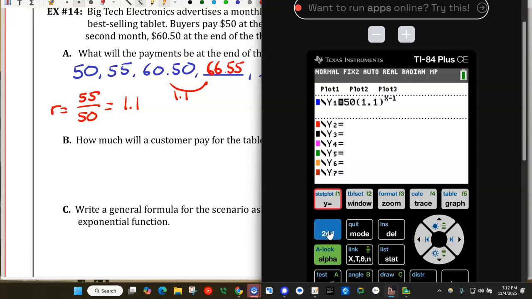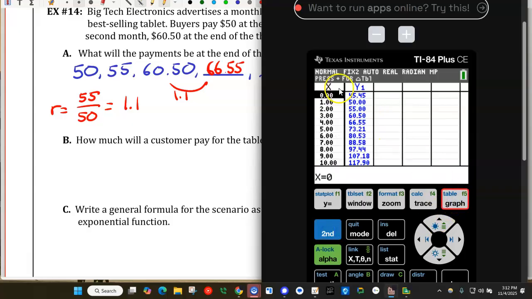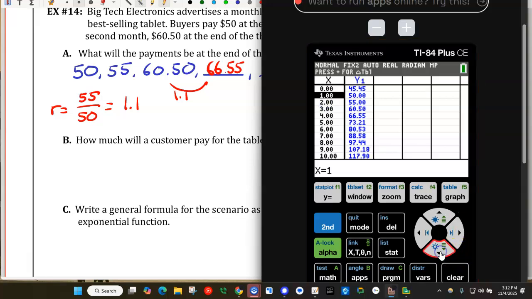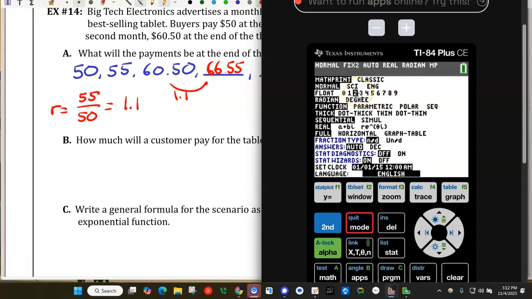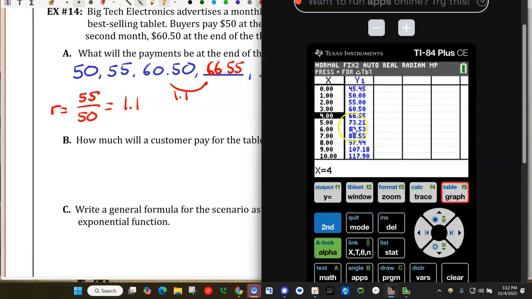And then go to second and table. You don't need to graph it, but just go to second table and you'll notice it gives you all the values. 1, 2, 3, there's 4, 60.55. I already set this ahead of time to round to 2 decimal places since we're dealing with money. So in the mode, I've already done that. So it's already rounded, and I can find a little bit easier. I can find, okay, the 6th is 80.53, and the 10th, I was trying to find, yep, 117.9.